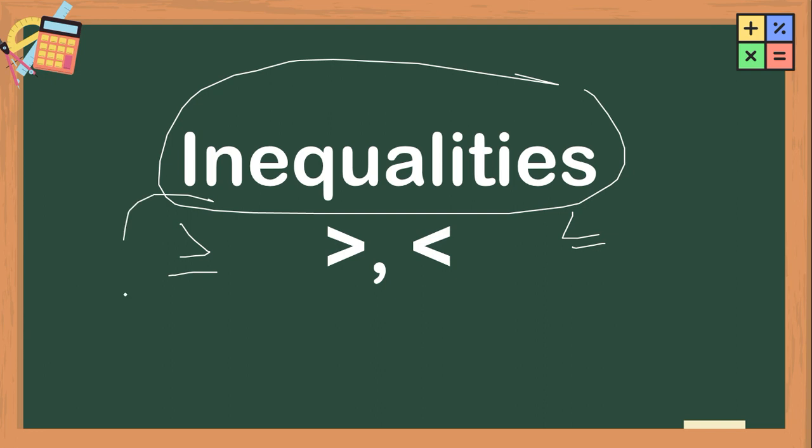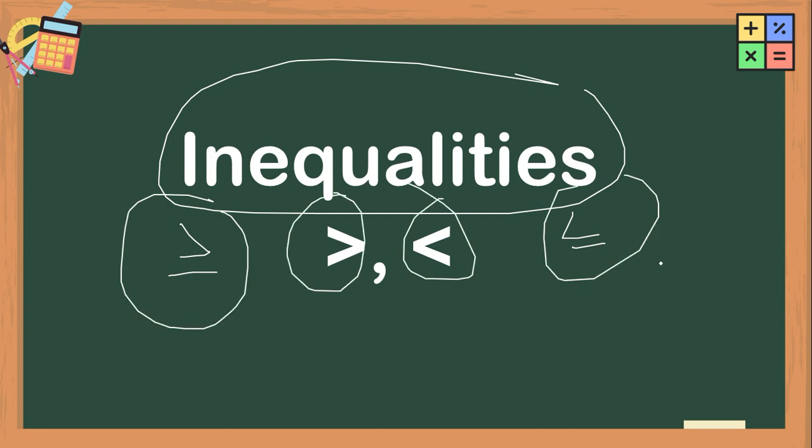And we have four inequalities, 1, 2, 3, and 4. Again, these are the symbols for inequalities. But when it comes to exponential equation, the symbol is equal lang siya. But when it comes to inequalities, we have 4, and that will be greater than, less than, and the equal to. So, apat yan.